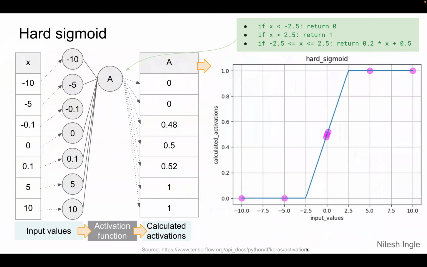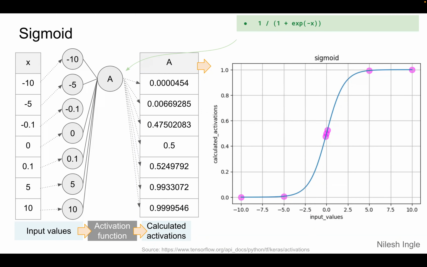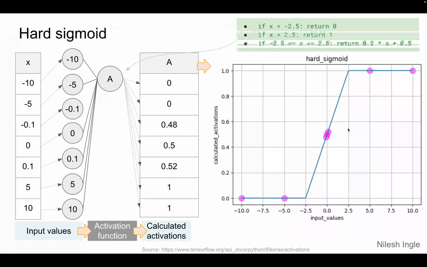Let's now look at the activation function hard sigmoid. In the previous video, we looked at the sigmoid function, which looks like a nice smooth S-shaped curve. In comparison, the hard sigmoid has much sharper edges. It's not a smooth transition, and as we can see, at minus 2.5 there's a sharp angle, and right at plus 2.5 we see a sharp angle.